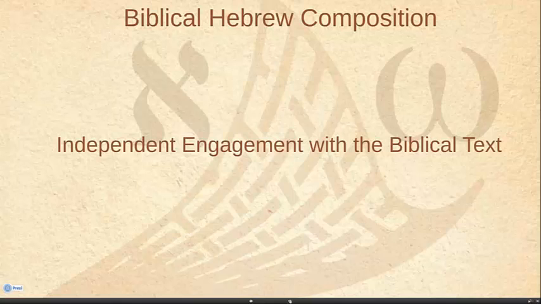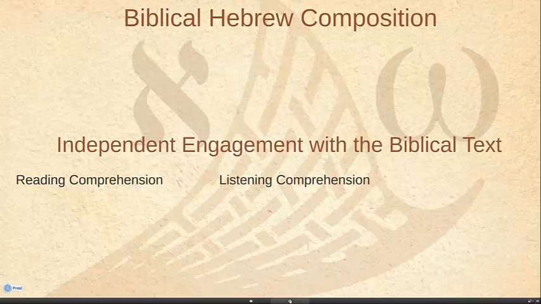And we described that independent engagement with the biblical text in 3 particular areas, and that was reading comprehension, listening comprehension, and reading ability. Those are the three areas where we wanted to see our students experiencing an independent engagement with the text. And so when we include composition within the quizzes and tests and exams, we have to be convinced that they help in all three of these areas. And I think you will see, hopefully, as I explain, that it does.